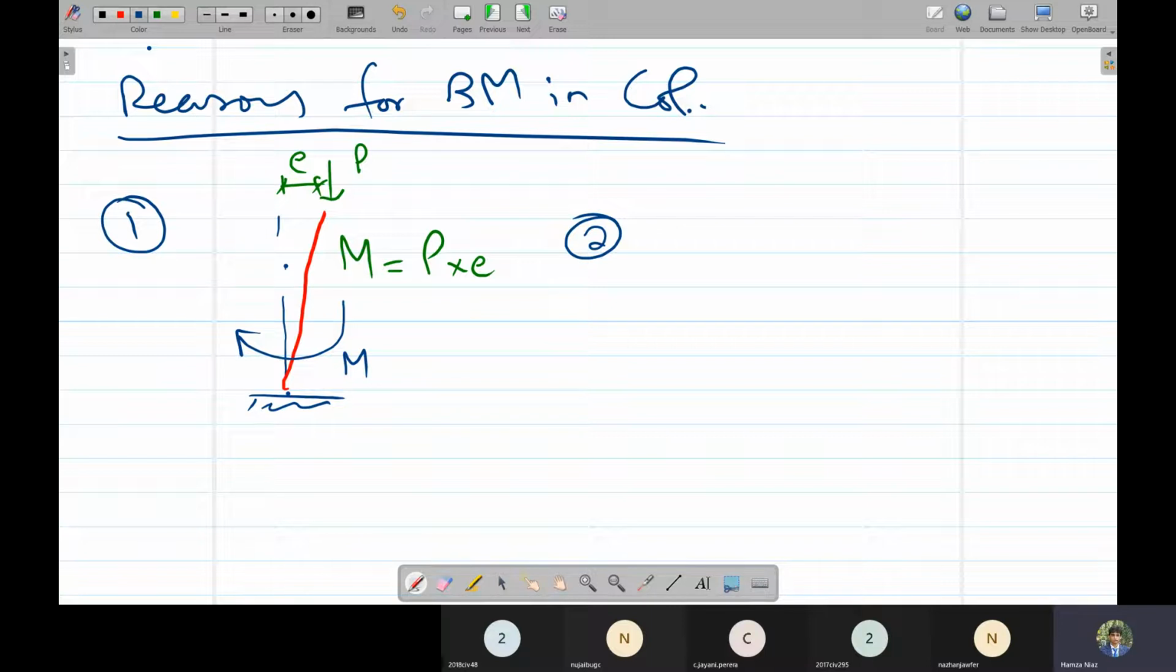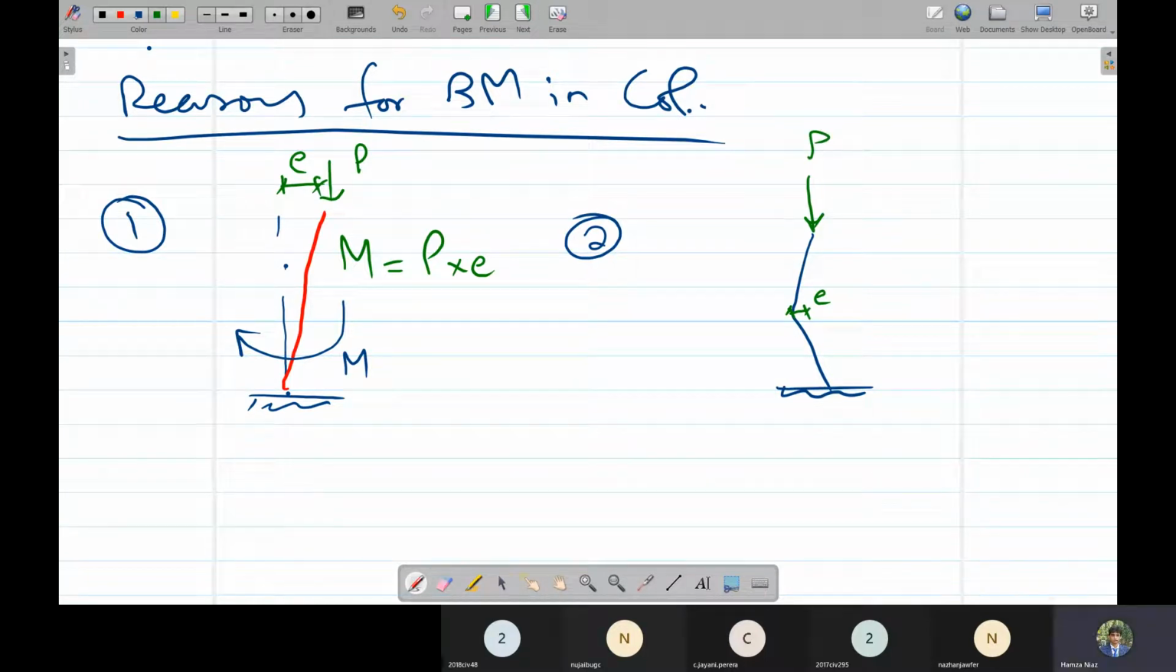The second reason can be some initial imperfection or initial crookedness in the column. For example, a column is like this. It is initially imperfect, so when we apply the load, there would be some eccentricity to this load. So this would generate another bending moment.